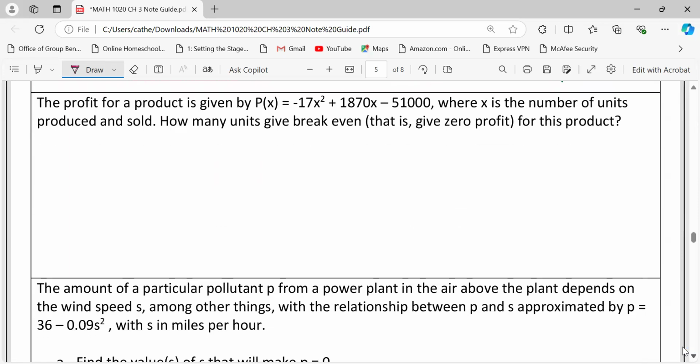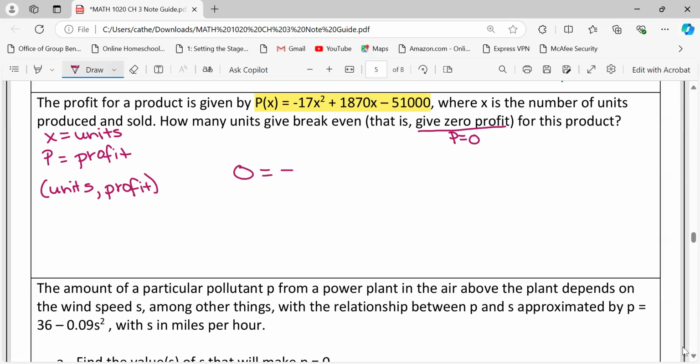The profit for a product is given by this function here, where x is the number of units produced and sold. So our P of x is going to be our profit. So in an ordered pair, you have units and profit. How many units give break even? That is, give 0 profit for this product. So we're going to let this equal 0.